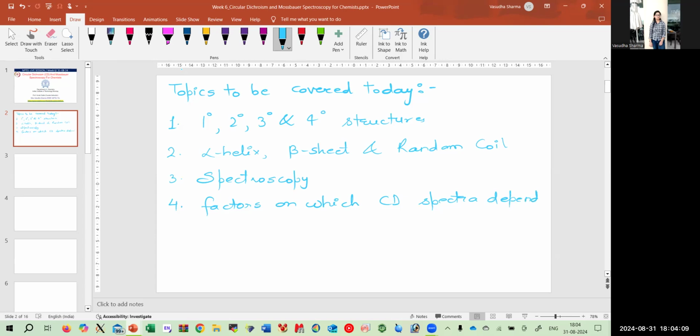So these would be the four main topics, and at last we'll be having our assignment questions, which would help you to solve, or at least to get a given approach for solving, the problems that have been given in the assignment.